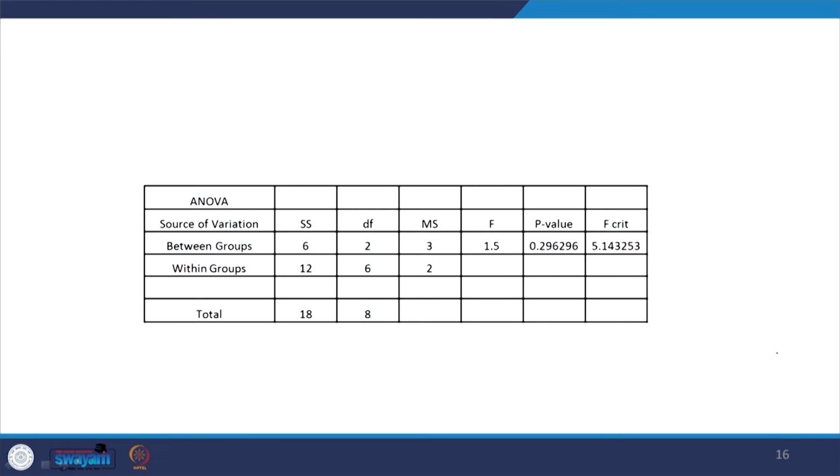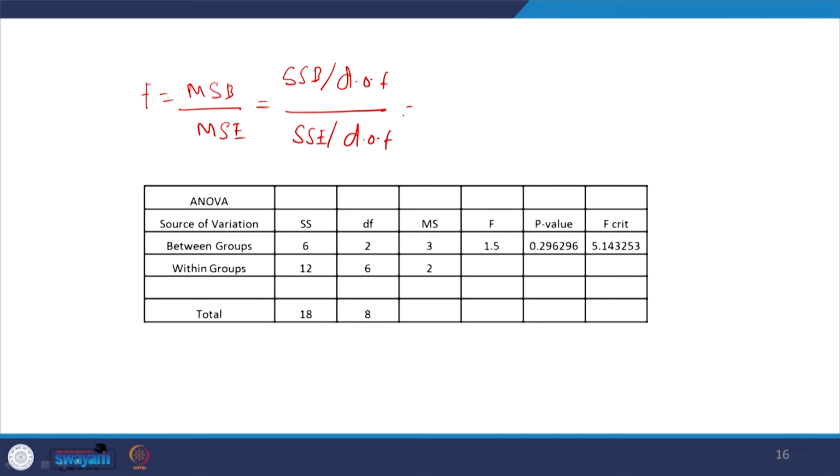After that, we have to find out the F value. F is nothing but MSB divided by MSE. MSB is the mean square between columns, and MSE is the mean square error. If you divide SSB by the corresponding degrees of freedom, you will get MSB. When you divide SSE by the corresponding degrees of freedom, you will get MSE.